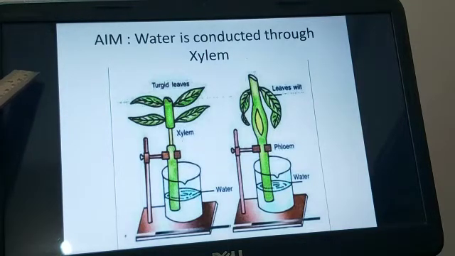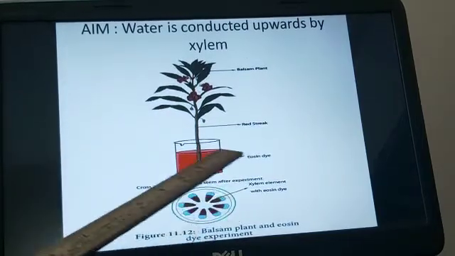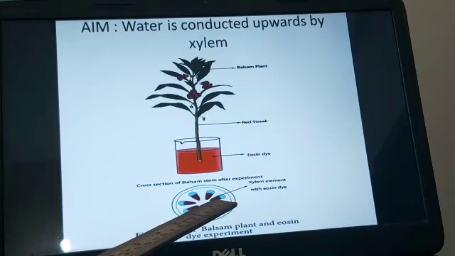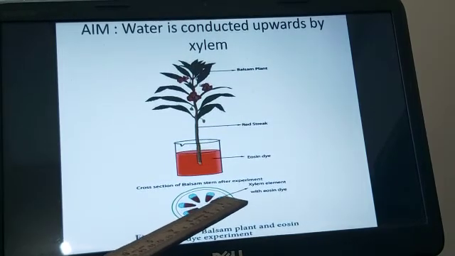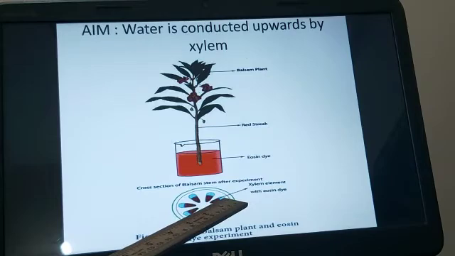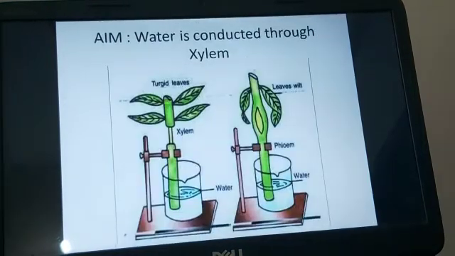For that we have to go back to this slide. Now here you see that this colored part indicates xylem and this light bluish color indicates phloem. So what do you understand about the location of xylem and phloem? Xylem is present in the center and the phloem is present away from the xylem in the periphery. That is the location of xylem and phloem. Now let us understand the next experiment.